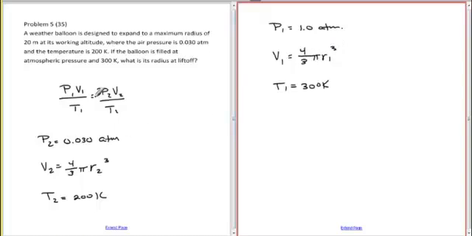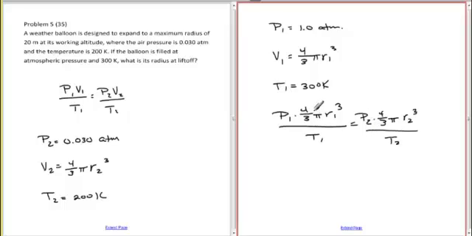So let's first substitute the equation for volume. So we get P1 times 4/3 pi R1 cubed over T1 equals P2 times 4/3 pi R2 cubed over T2. You can see these are going to cancel out. So we're going to solve for R1 cubed. We're going to multiply by T1 and divide by P1.